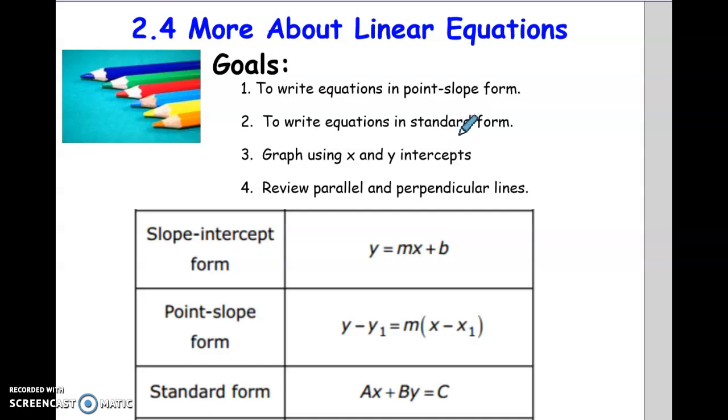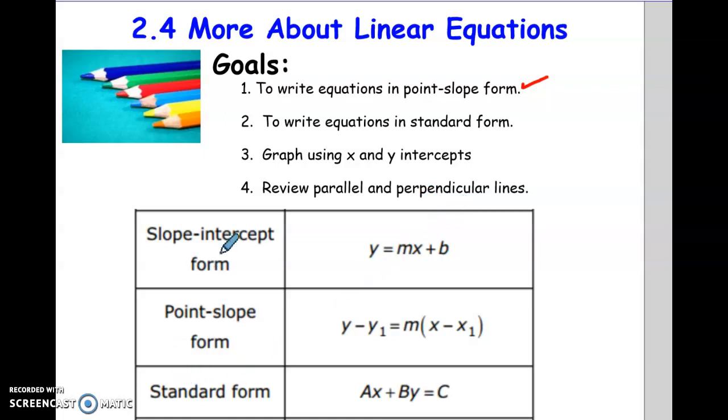Okay, welcome to section 2.4. There's a lot going on in this section, but most of it's review from Algebra 1. It should be at least. Kind of split into four separate goals. We're going to do the first one in this video here, which is to write equations in point-slope form.